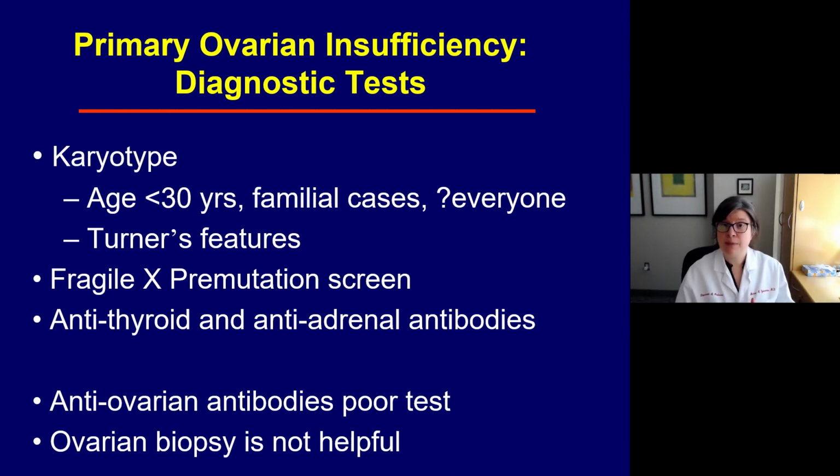Antithyroid and anti-adrenal antibodies are also important because they may help in thinking about autoimmune etiologies. Anti-ovarian antibodies are actually not useful at all. The sensitivity and specificity is quite poor. But if you see elevated TPO antibodies, thyroid peroxidase antibodies, or anti-adrenal antibodies against 21-hydroxylase, which is the common mechanism by which you develop ovarian insufficiency, if those are positive, that may make you think a little bit more that this may be an autoimmune etiology. So something to think about. Ovarian biopsies are not helpful in these cases, so should never be done.